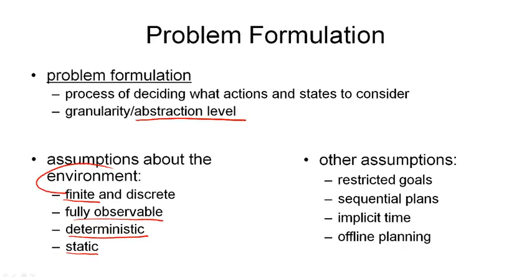So these are assumptions about the environment, but we will also make some other assumptions that are useful for planning. The first one is that we have restricted goals, and that means that our goals are either given to us as a single state that we want to be in, or a set of states that are all goal states. The second assumption is that the solution we are looking for is a sequential plan. So a solution is a linear list of actions. There's no parallel activity in our plans.